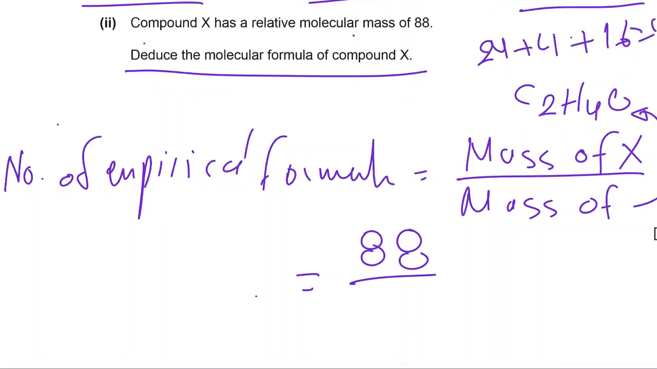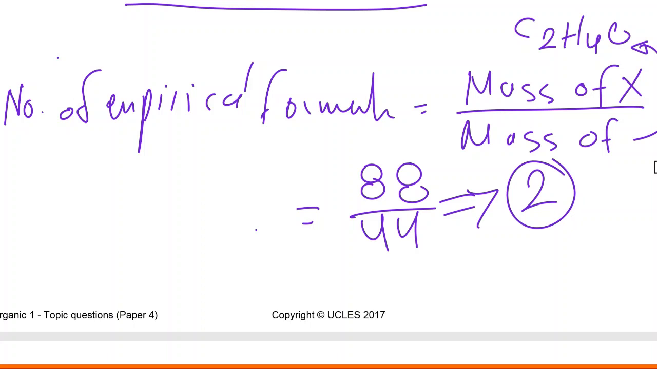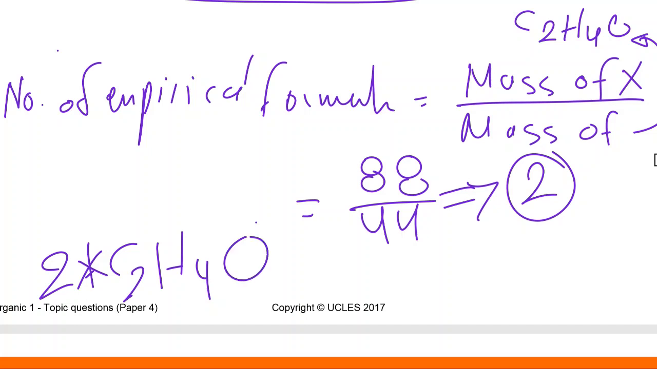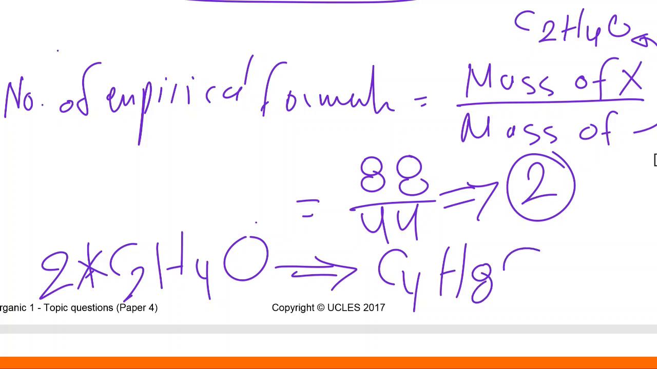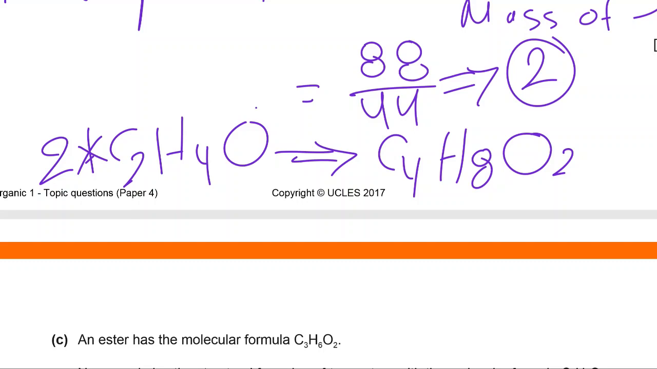So the mass of the empirical formula is 44, and this will give us 2. That means your compound contains 2 empirical formulas. What are these 2 empirical formulas? C2H4O. That means you need to say 2 times C2H4O, and this will give us C4H8O2. So this compound could be a carboxylic acid or ester, because only these 2 compounds contain 2 oxygen atoms for your level.